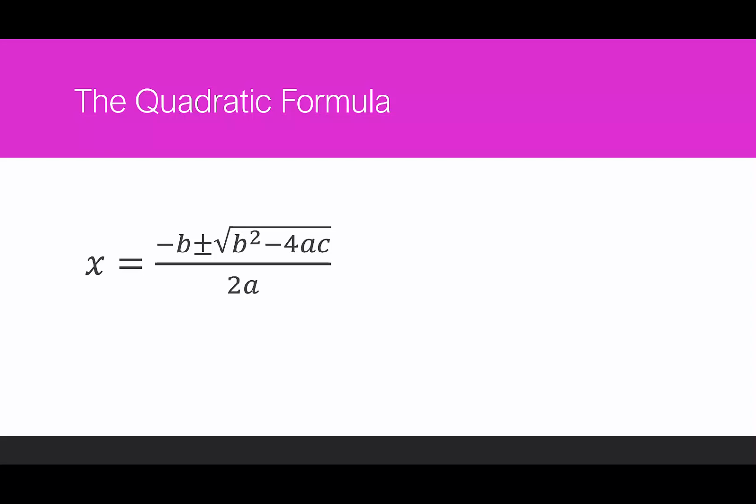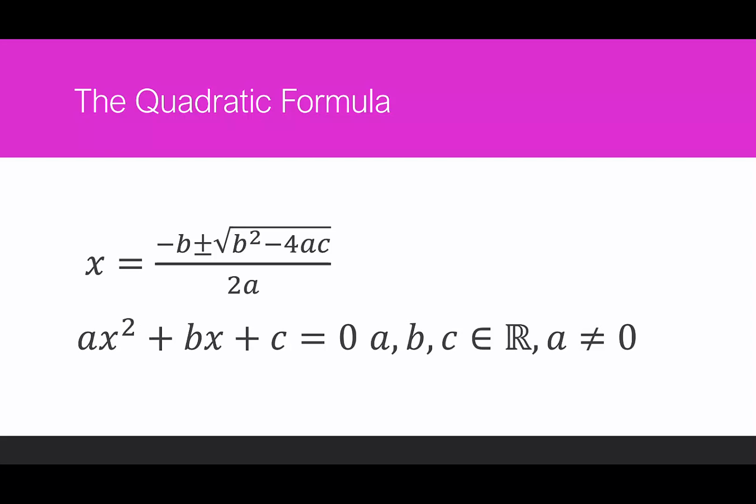It says that x is equal to negative b plus or minus the square root of b squared minus 4ac all over 2a. And the quadratic formula is a formula that solves an equation like this. So if I'm given ax squared plus bx plus c equals 0, then I can find the values of x by applying the quadratic formula. There are a few rules. A, b, and c have to be real numbers, and a, the leading term, can't be 0. We have to have that x squared in there for us to use the quadratic formula.